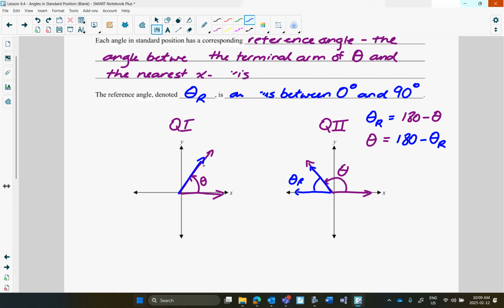Exactly. They're exactly the same. In quadrant 1, remember that a reference angle has to be between 0 and 90 degrees. Any angle we draw in quadrant 1 has to be between 0 and 90 degrees. So they're the same thing. So if I give you theta in quadrant 1 and ask you to find theta R, it's the same. If I give you theta R and ask you to find what theta is, it's the same angle.